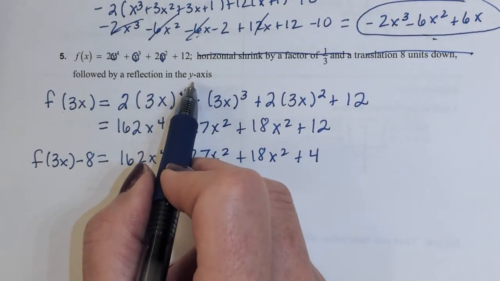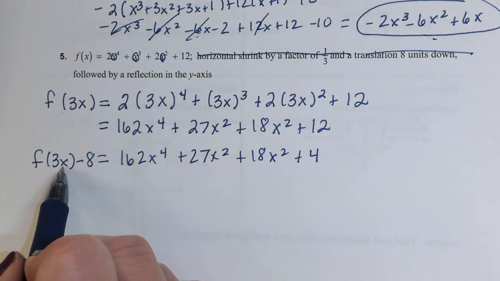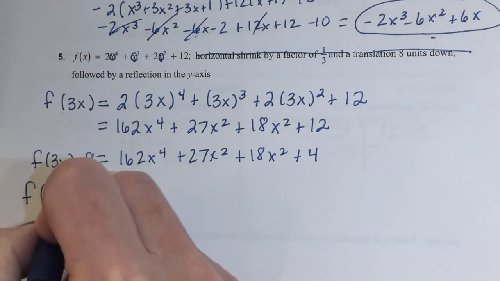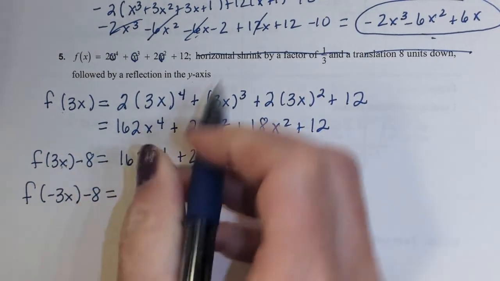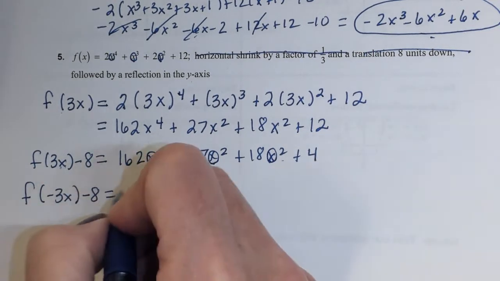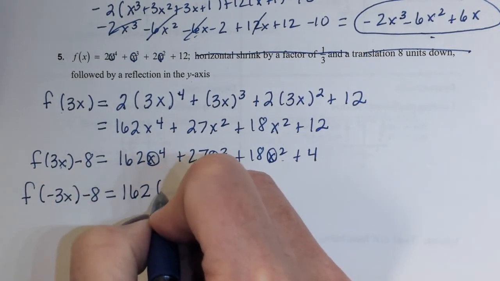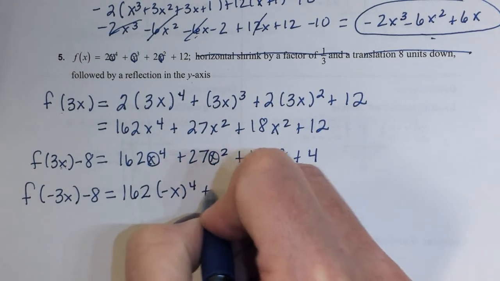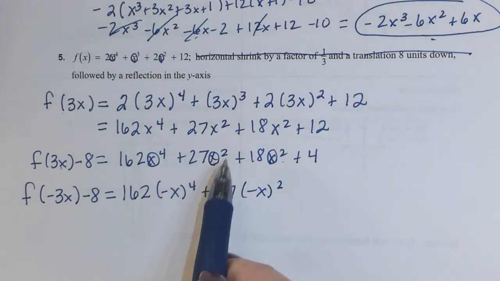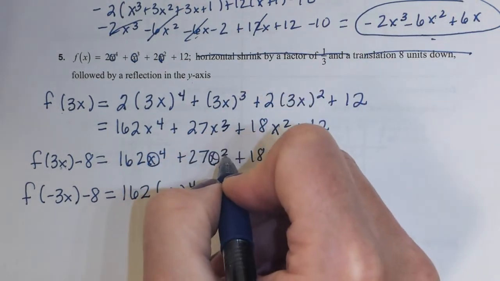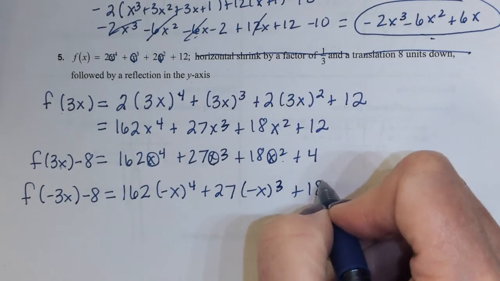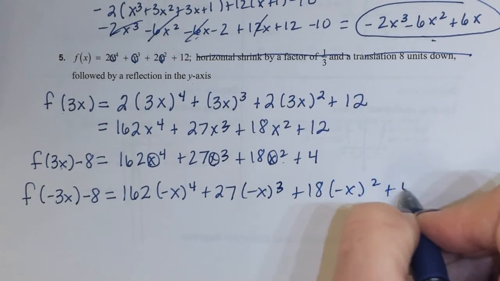A reflection in the y-axis means everywhere I have an x, it's got to get replaced with a negative x. So that's going to become this. Everywhere I have an x, I have to replace it with a negative x. So I'm going to have 162 negative x to the 4th plus 27 negative x squared. Oh, hold on a minute here. Oh, this should be cubed. Sorry about that. It's like we can't have 2 squareds. Plus 18 times negative x squared plus 4.